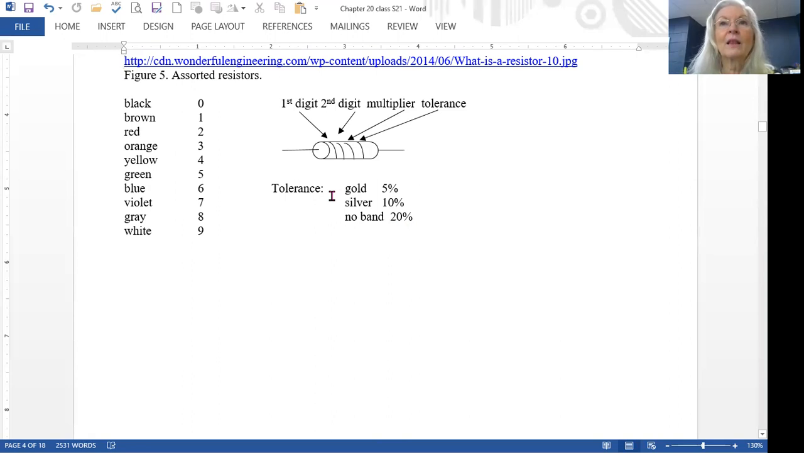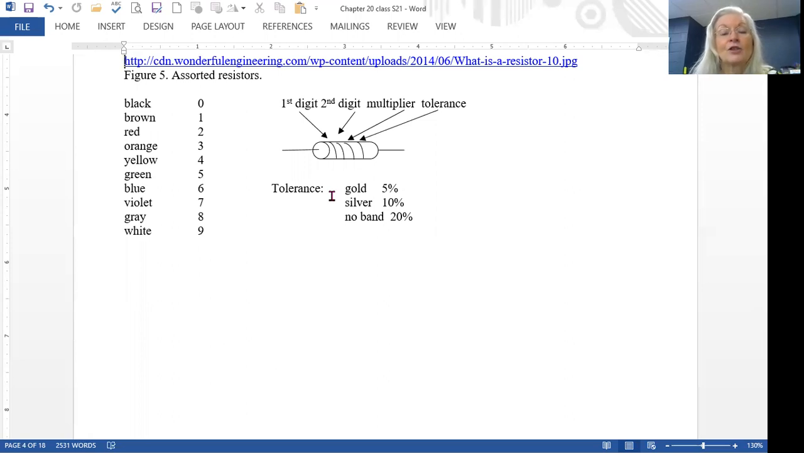Tolerance is a little bit like thinking of the accuracy, if you will. So it's plus or minus. If it's a gold band, 5% of the value. Silver band would be plus or minus 10%. And if there's no band at all, then the value of the resistor is plus or minus 20% of whatever is given by the colored bands.